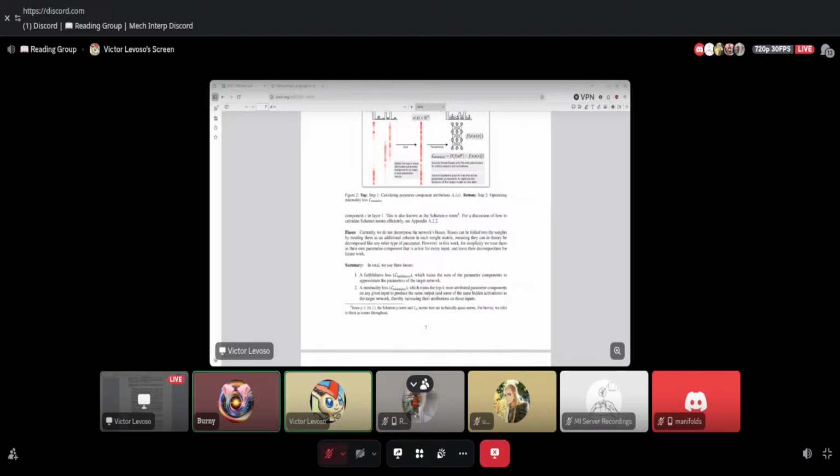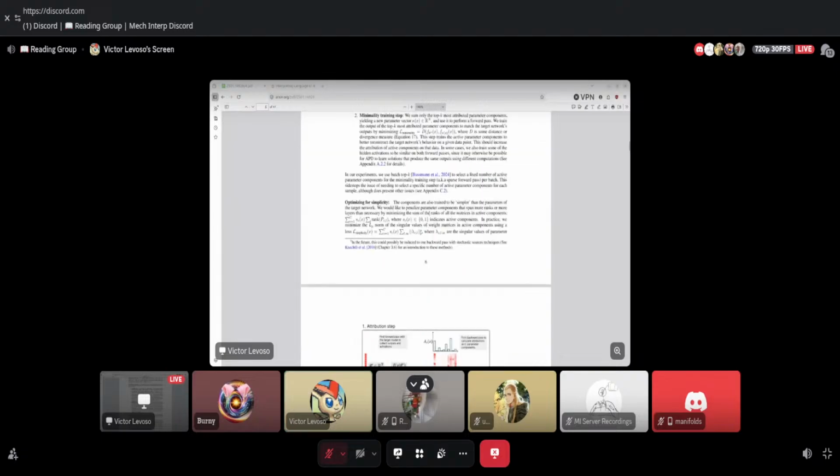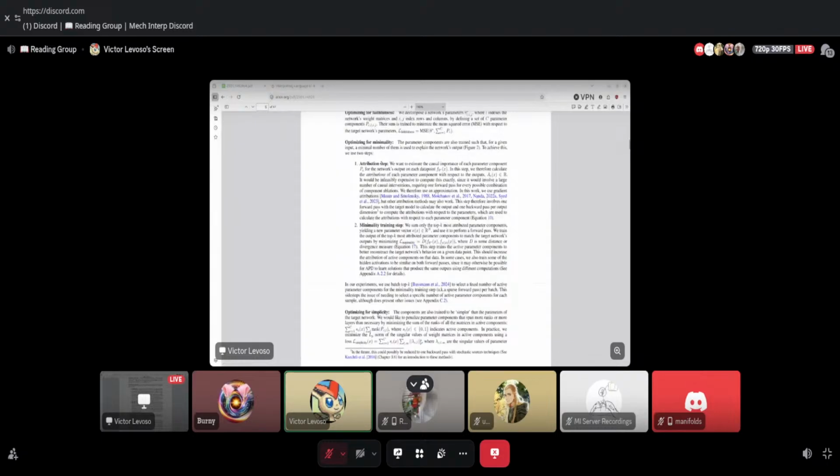Okay, so the way I was confused about it, and the way Claude is explaining, which I'm not completely sure is right, is that you do a forward pass to get the outputs and activations, right? You then do a backward pass to get the attributions. Then you select the top K. Then you compute the 3 losses and you just do an update with the sum of the losses, including minimality on the top K most attributed parameter components. So this is just all three losses.